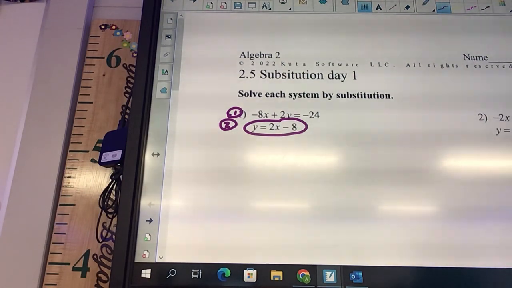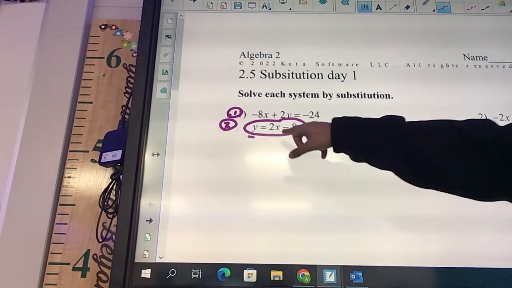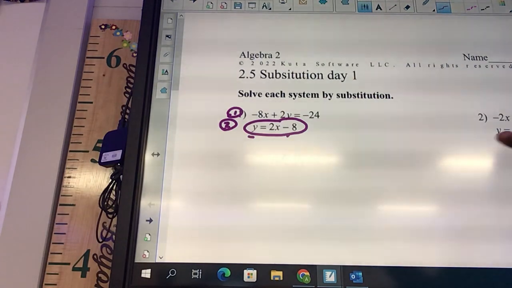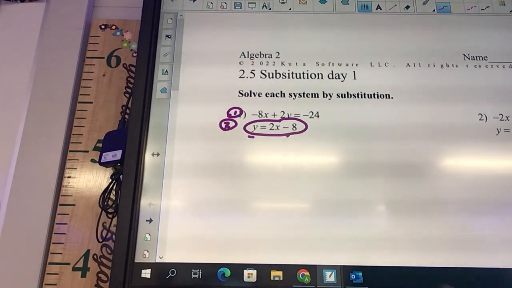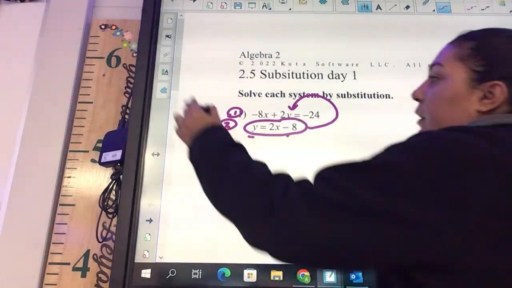So if you look at this, this says y equals. y is the same thing as 2x minus 8. So I could say 2x minus 8, or I could say y. They mean the same thing. Okay, so we circle this one, and you're going to plug it in for up here where it says y. So it's going to look like this.